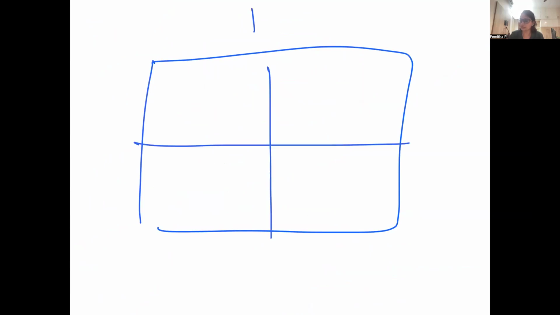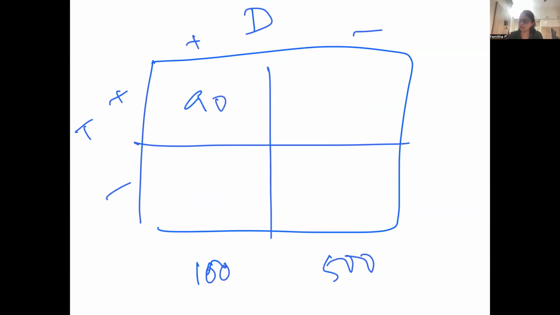We'll use the same example and the same old numbers. You have disease positive, negative, and test result positive, negative. You have 100 patients with disease and 500 without disease. And in this, you got 90, 10, 400, and 100. So this was what our situation was.